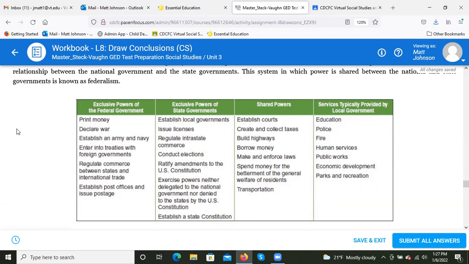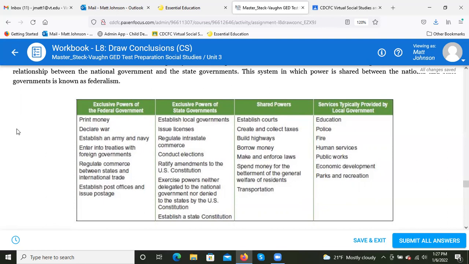And that's why they handle all postal operations. Under the powers of state government, so these are state government powers: establishing local governments, issuing licenses, right? Whether it's your tags on your automobile or your driver's license, that's state issued. If you move to a new state, you have to get new tags on your car, you have to get a new driver's license. It's a pain in the butt.